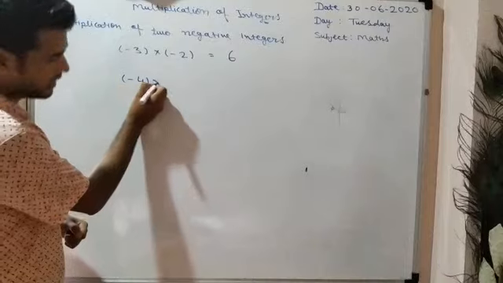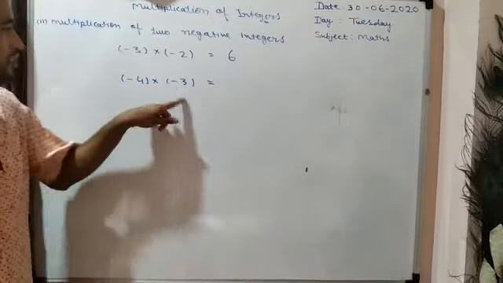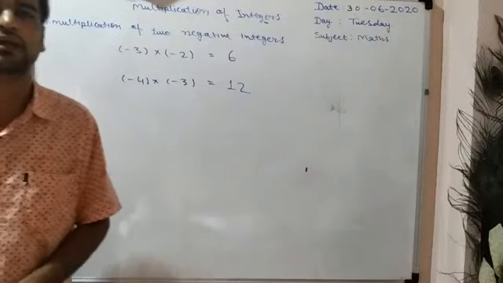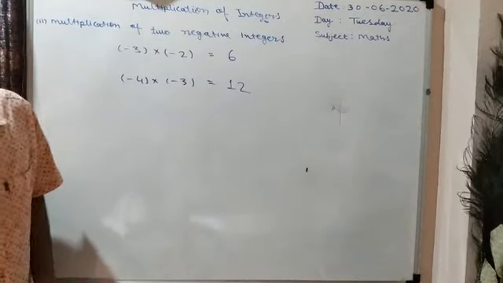Take another example. Minus 4 into minus 3. Same, 4 3s are 12, and minus minus plus. That's why the answer will be plus 12. Okay, so what can we write here?